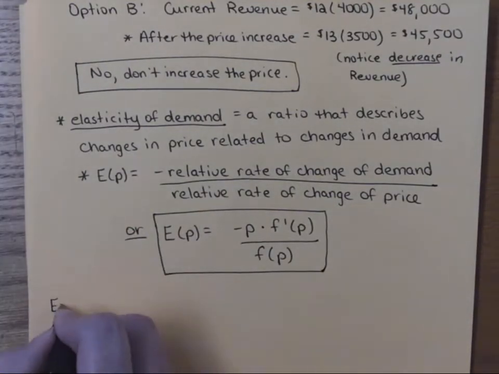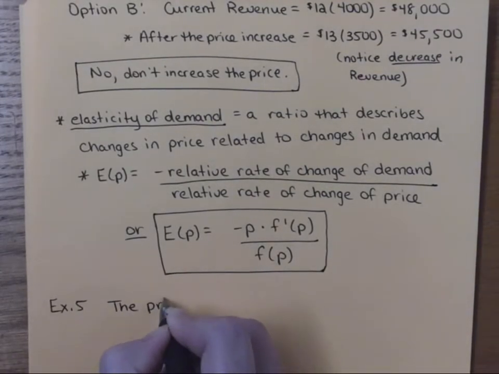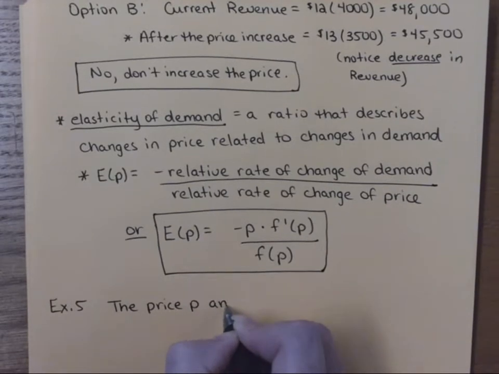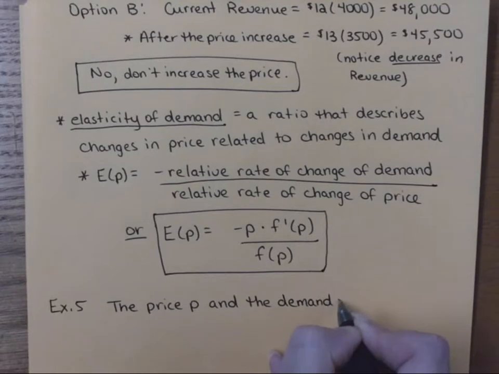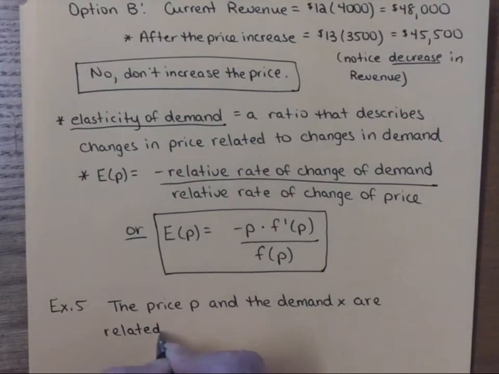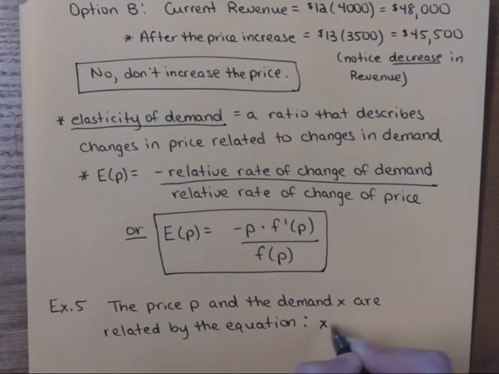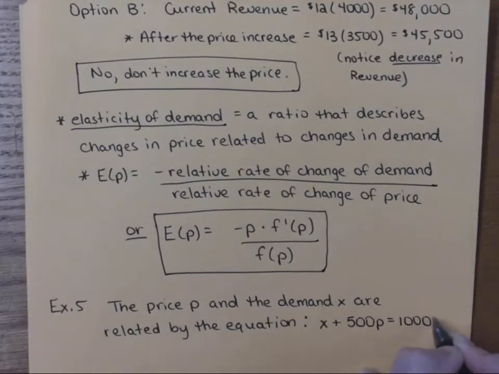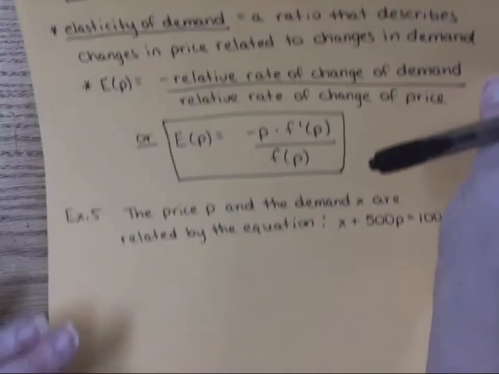Okay, so let's look at an example. So let's say that the price P and the demand X are related by the equation X plus 500P equals 10,000. Okay, so this is the pattern that exists in whatever company this is.